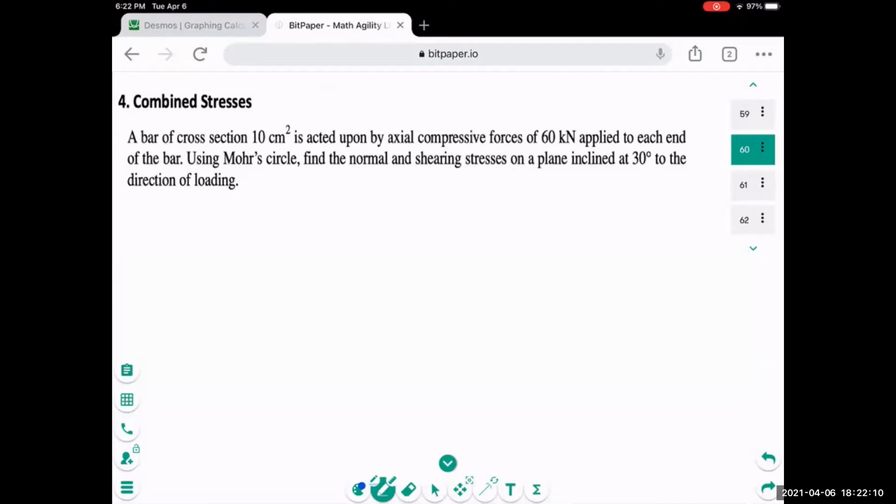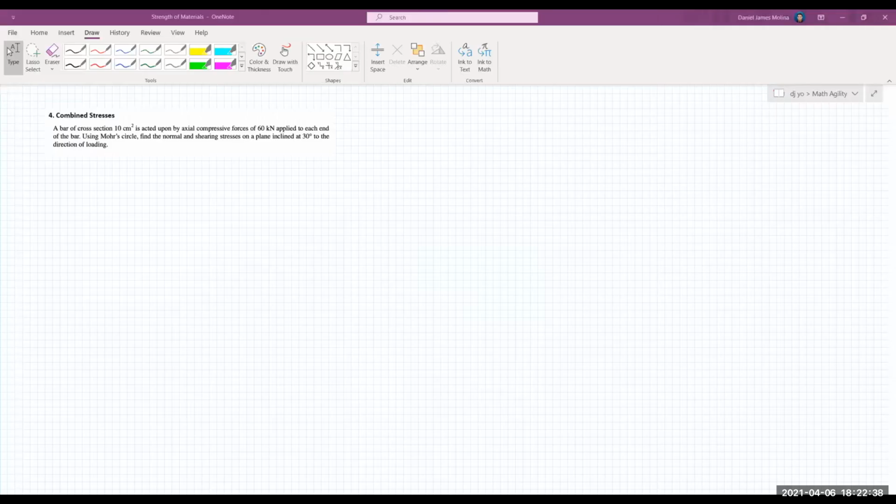So the fourth question is about combined stresses. The question is, a bar of cross section 10 square centimeter is acted upon by axial compressive forces of 60 kilonewton applied to each end of the bar. Using Mohr's circle, find the normal and shearing stresses on a plane inclined at 30 degrees to the direction of loading. So the problem already asks us to analyze the given problem using the Mohr circle.